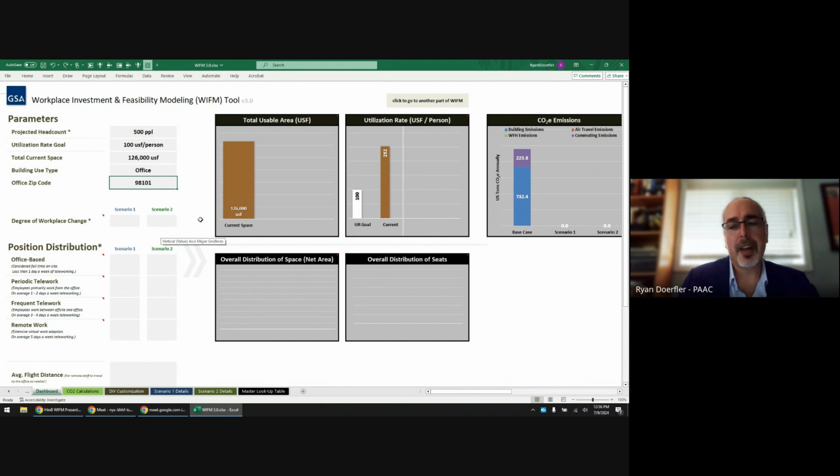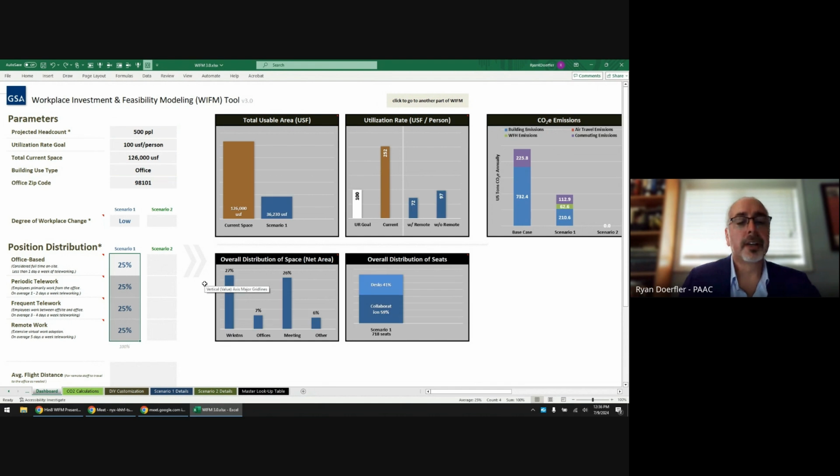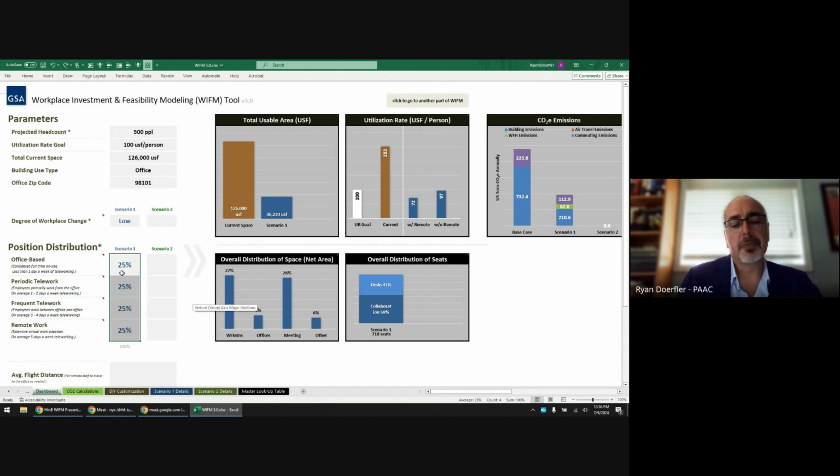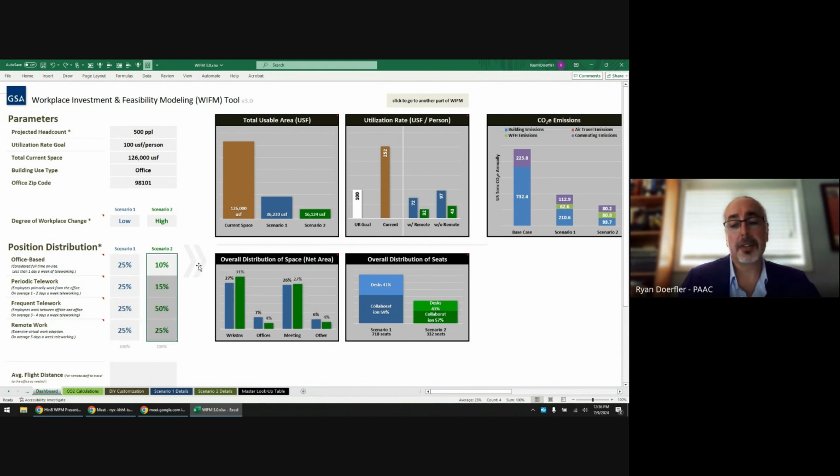And what you see is that as we enter in the information into WIFM 3.0, in this instance, we're going to do a more conservative scenario for scenario 1 with not a lot of workplace change and a distribution, just to make the math easy, 25% across for each of the 4 hybrid continuum categories. It yields this overall distribution as far as space, utilization rate, calculated 2 ways, one with everybody and the other one without the remote workers, and then some emissions calculations as well. You can do a more aggressive scenario and you can see the differences there.